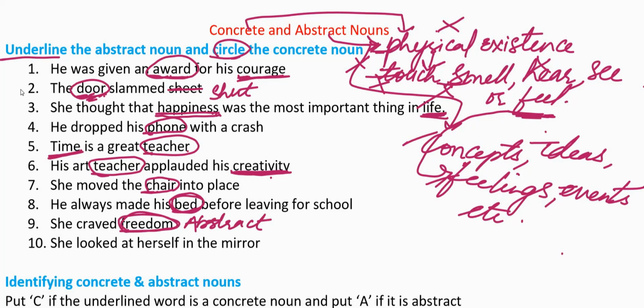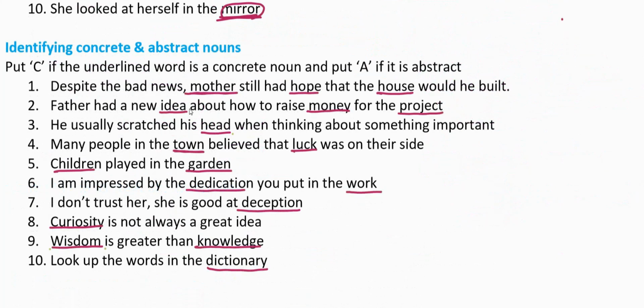She looked at herself in the mirror. There is no abstract noun in the sentence, but there is one concrete noun, which is mirror. Because mirror is an object and it has a physical existence. I hope you have understood concrete and abstract nouns. Here there are a few more examples on concrete and abstract nouns. I have underlined the words as you can see here. If the underlined word is a concrete noun, you have to put C next to it. If the underlined word is an abstract noun, put A next to it. I want you to solve all of the 10 sentences.